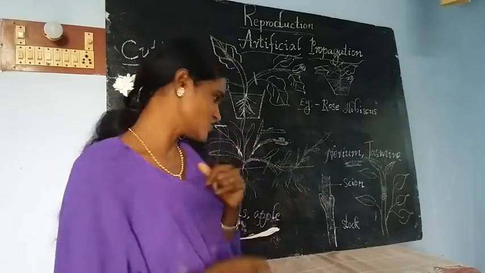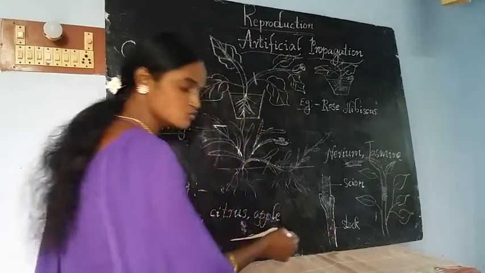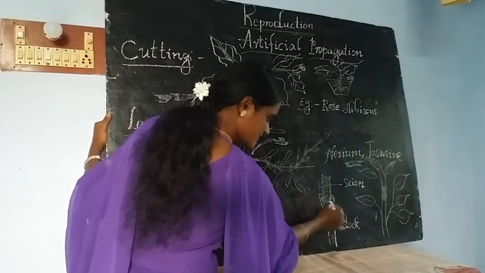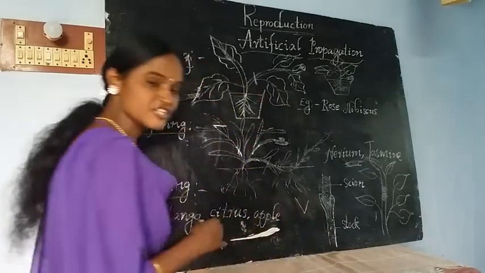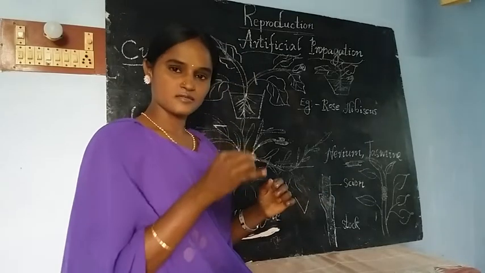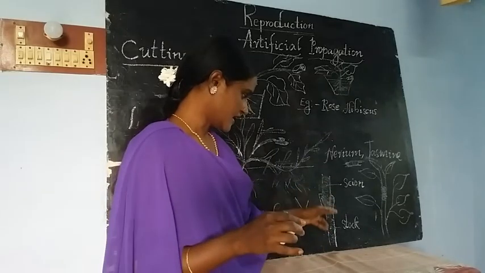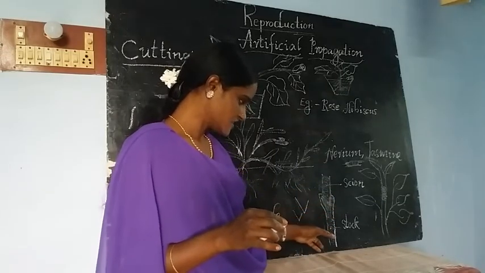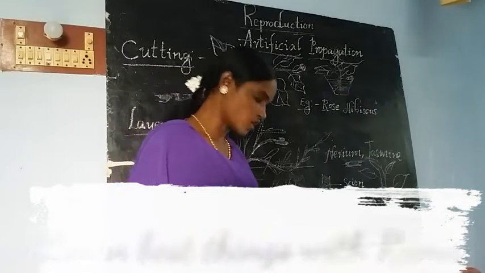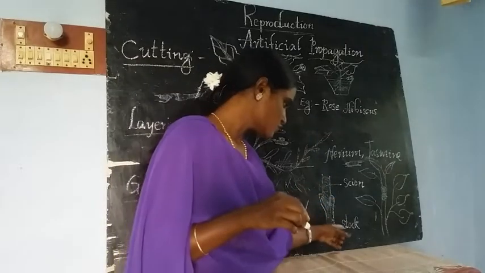How can we connect? See here, children. One plant which is attached to the soil, we need to cut its stem in the shape of V. Another plant also, we need to cut the stem in the shape of V. Okay, like this we need to cut. The stem which is connected to the soil is called the stalk.